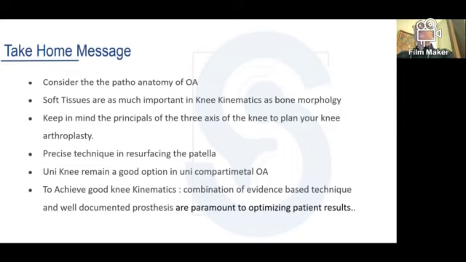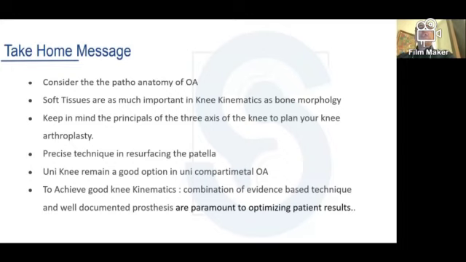First point, to consider the pathoanatomy of osteoarthritis of your patient. Soft tissues, keep in mind, are as important in knee kinematics as bone morphology. The principle of the 3 axes of the knee to plan your total knee arthroplasty. Precise technique in resurfacing the patella to avoid any maltracking, lateral maltracking of the patella. Uni knee remains a good option in unicompartmental knee osteoarthritis.